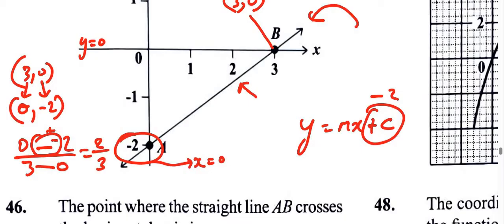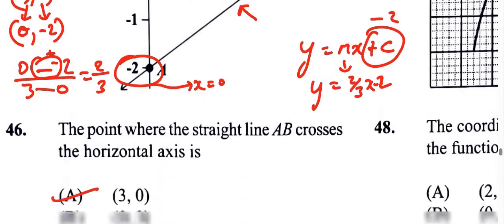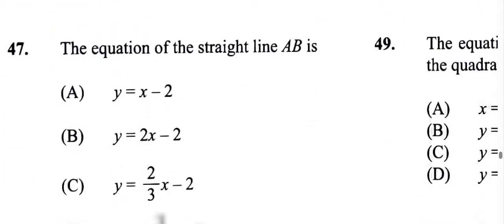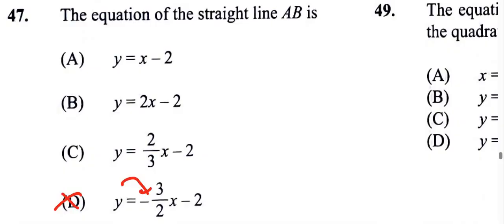So the gradient is actually 2/3. So 2/3 x minus 2 is the equation. All right, so 2/3 is what we're looking for as the gradient, and so this is the equation they really wanted. Yeah, so that's the answer: 2/3 of x, and the y-intercept is -2.